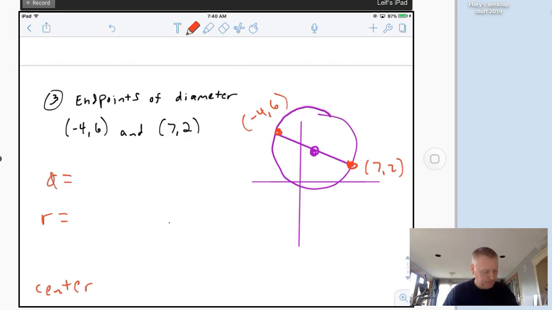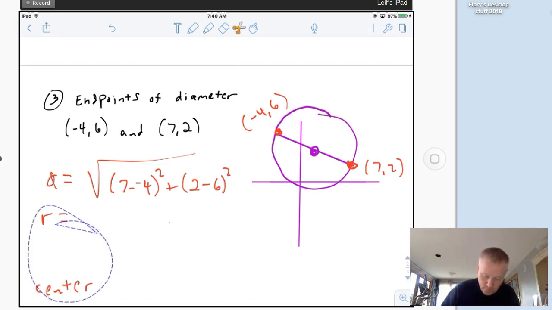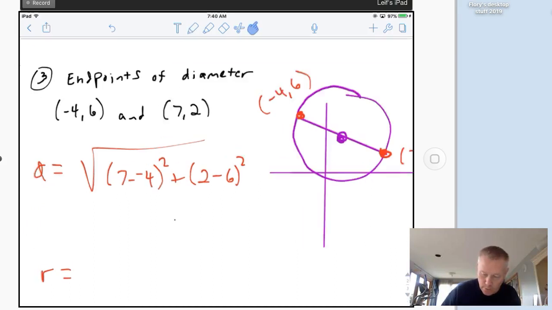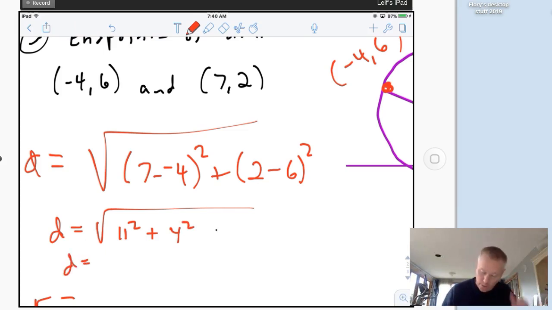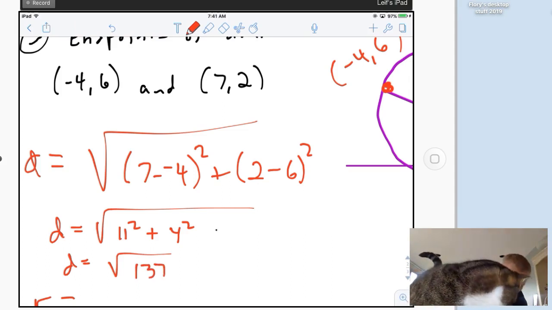So d will be the square root of x2 minus x1, 7 minus negative 4 squared plus 2 minus 6 squared, which will be, let me zoom in a little bit, 7 minus negative 4 is 11 squared, plus 4 squared, which is 121 plus 16, which will be the square root of 137.